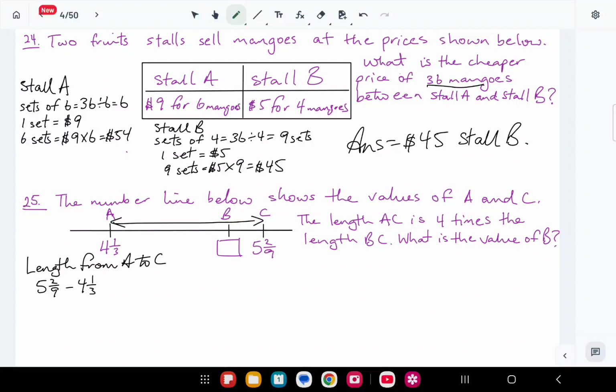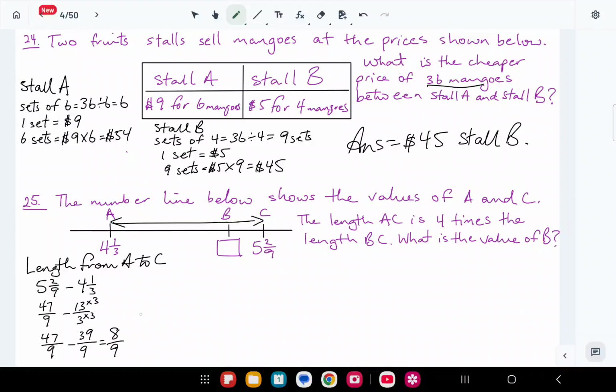How I take away mixed numbers is I convert the mixed numbers to improper fractions and then take away. So 9 times 5 is 45, plus 2 is 47 over 9, take away 4 times 3 is 12, plus 1 is 13 over 3. Now we find the common denominator. 3 is a factor of 9, so you can just multiply by 3 here, multiply by 3 here. So you got 47 over 9, take away 13 times 3 is 39 over 9, so 47 take away 39 is equal to 8/9.